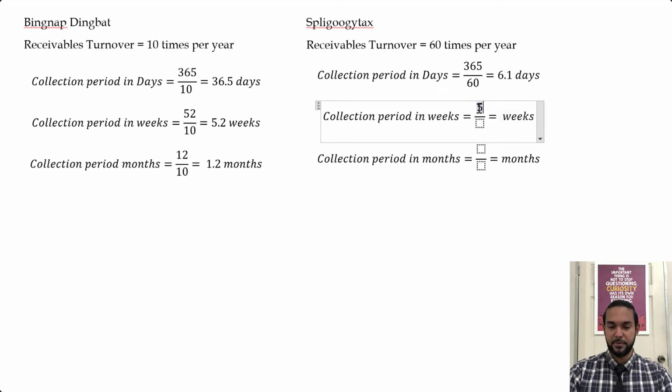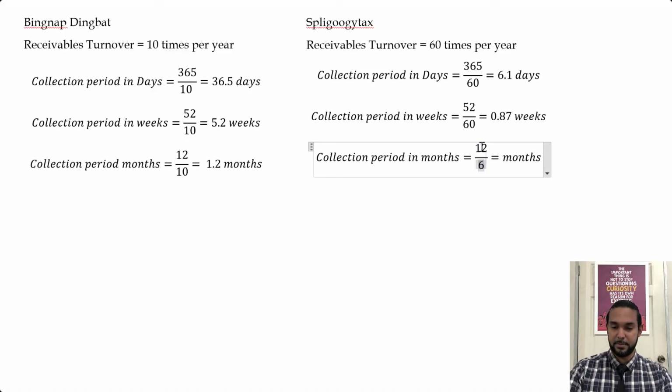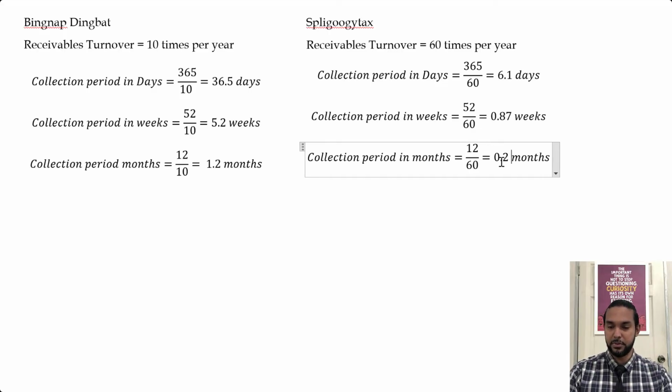In weeks, we have 52 divided by 60, so that gives us 0.87 weeks, so less than a week. Well, that corroborates with what we saw earlier, 6.1 days. And in months, we're going to take 12 and divide by 60. Well, that's a simple case of 0.2 months, which is a whole month less than Big Nap Dingbat. So again, if you were to do a comparison, you would see that Split Greek Tax is doing better than Big Nap Dingbat.